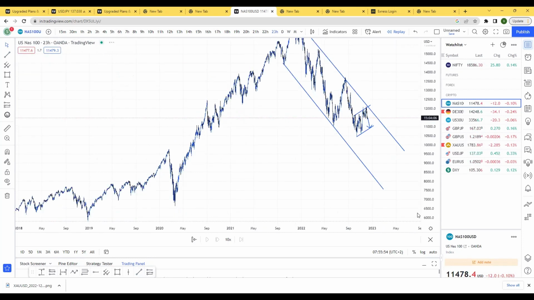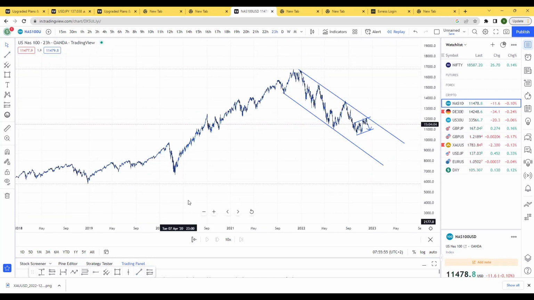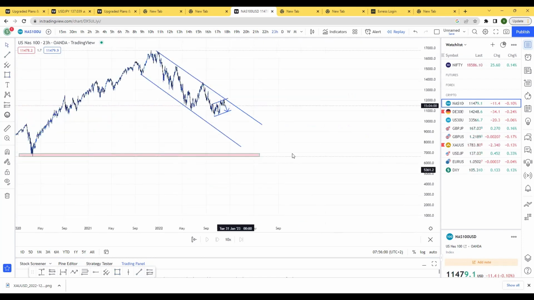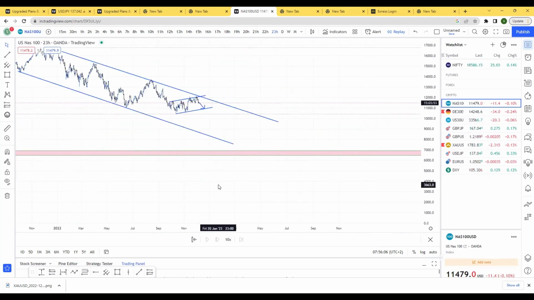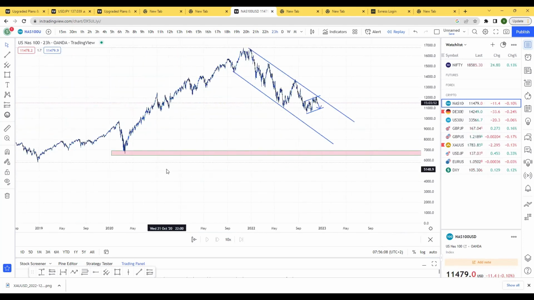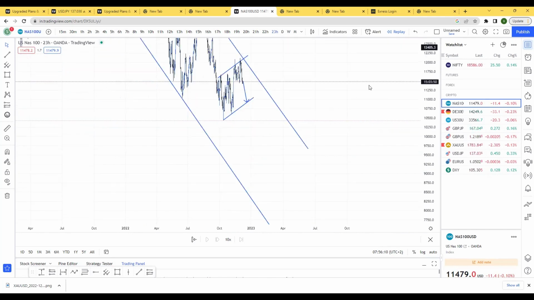You understand? Maybe to these lows. Maybe, because the market is in a downtrend, guys. The trend must be your friend. You see what I'm saying? Check all these things, guys. Okay, that's what I can share with you guys.